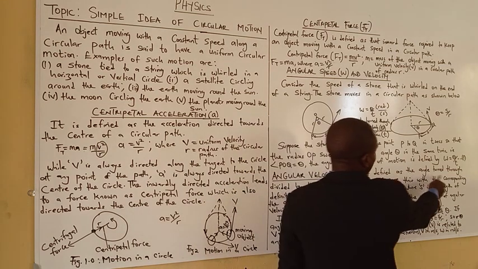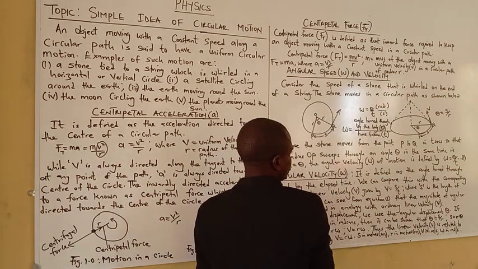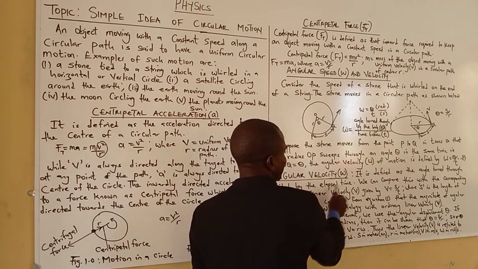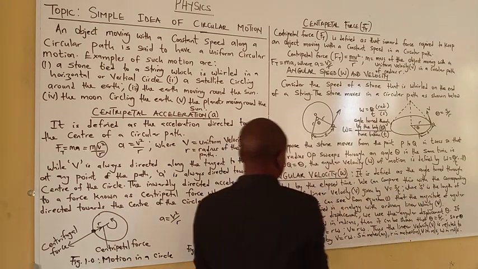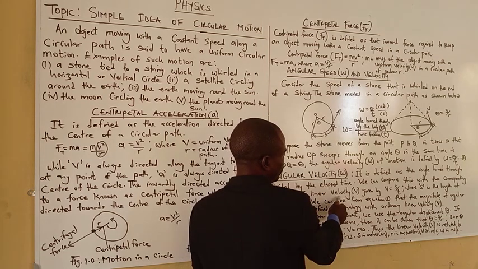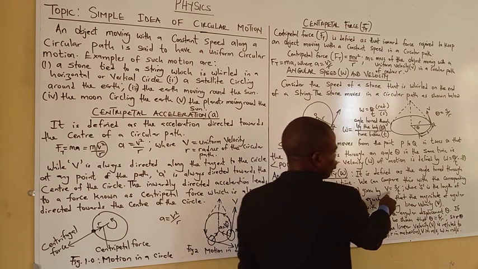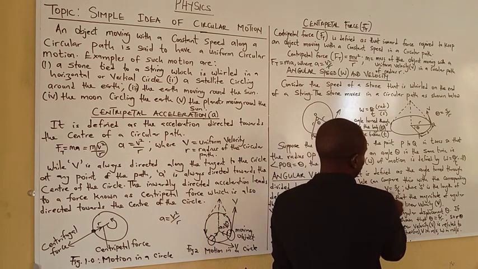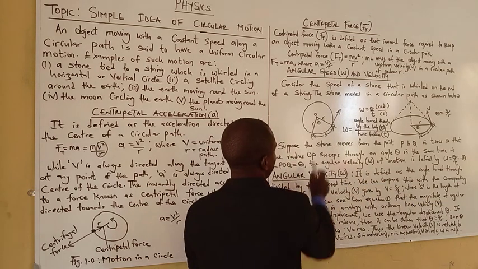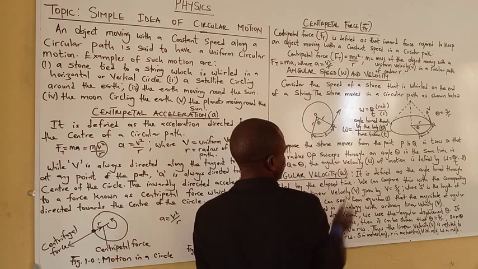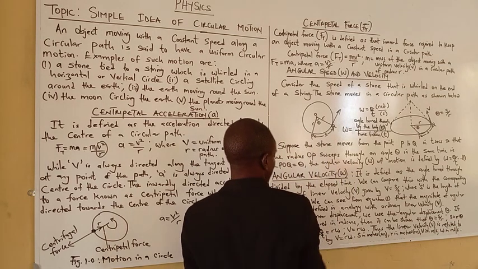Now, it is defined as the angle turned through by the body divided by the elapsed time. We can compare this with the corresponding definition of linear velocity given by, don't forget, V equals S over T. Is that okay? Displacement over time, where S is the length of the arc PQ. Length of the arc PQ, that's the S.